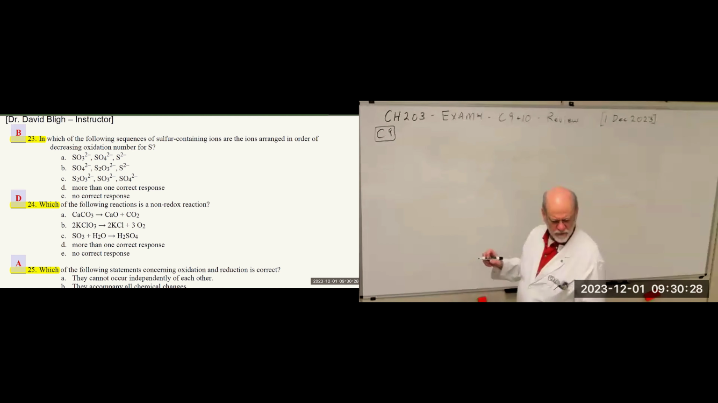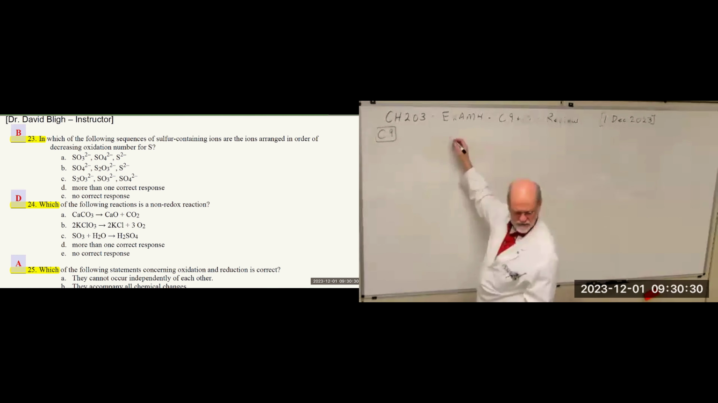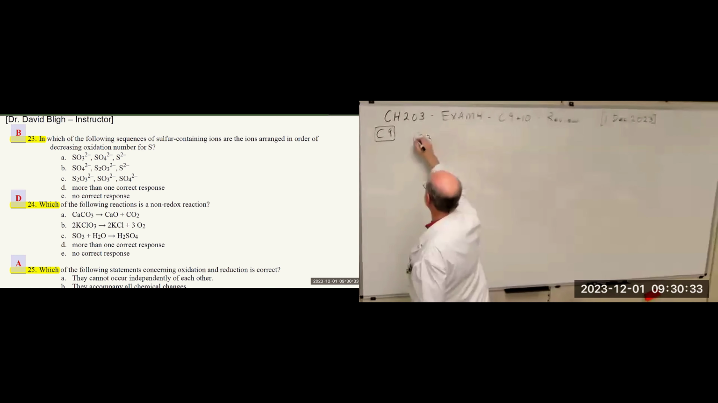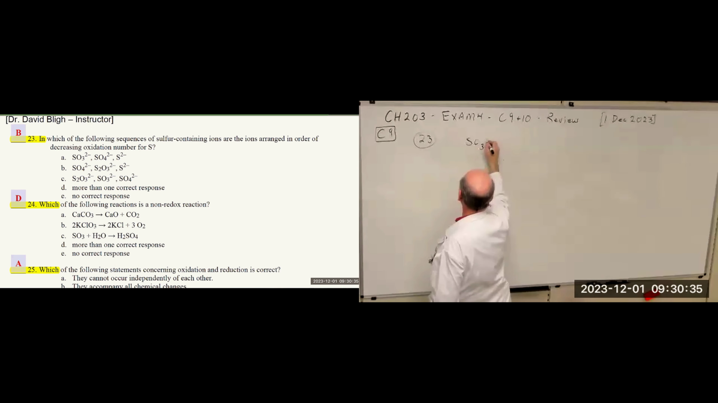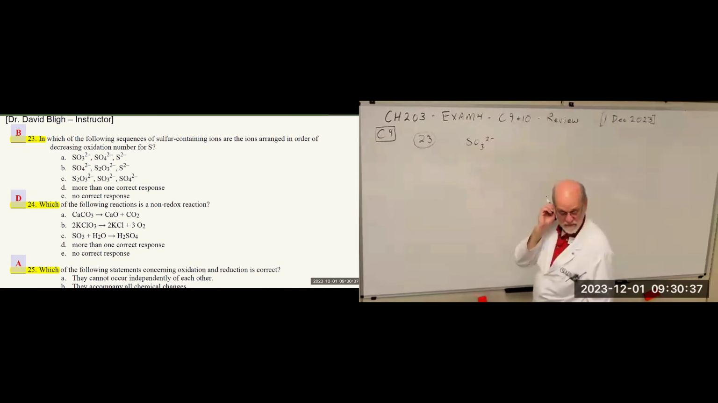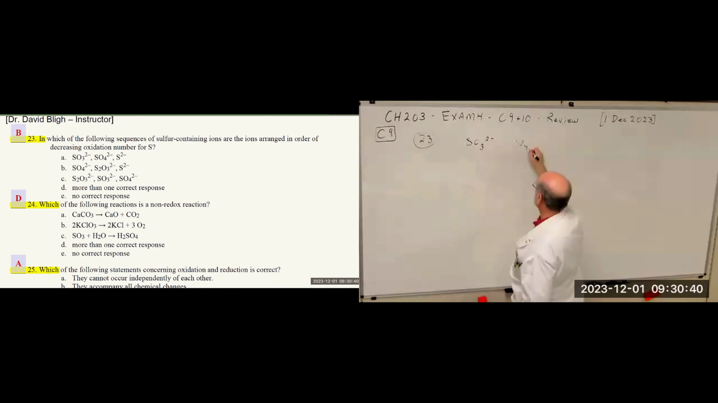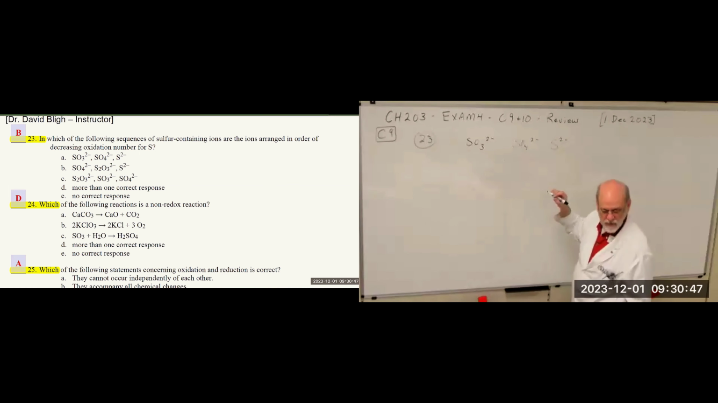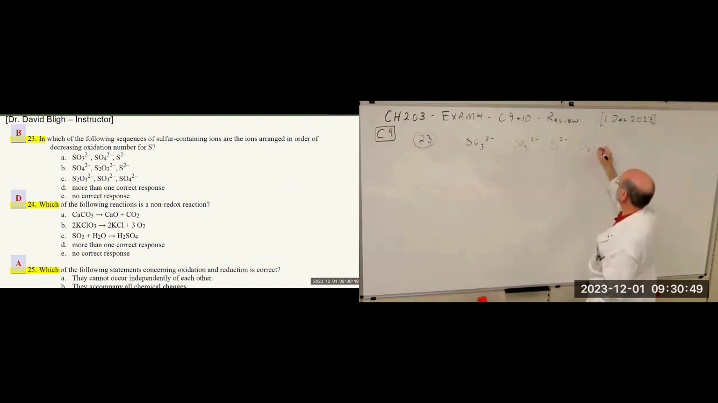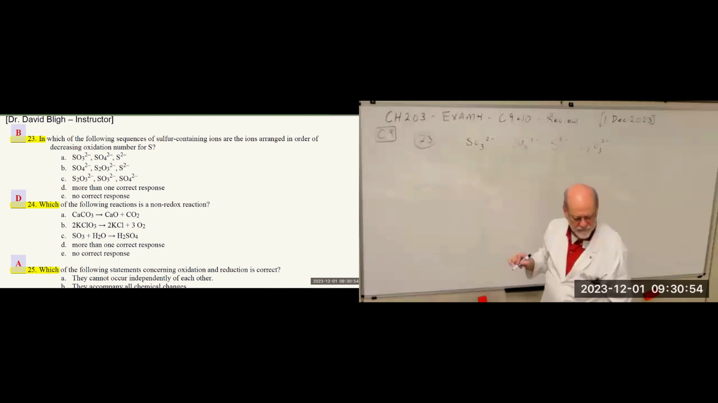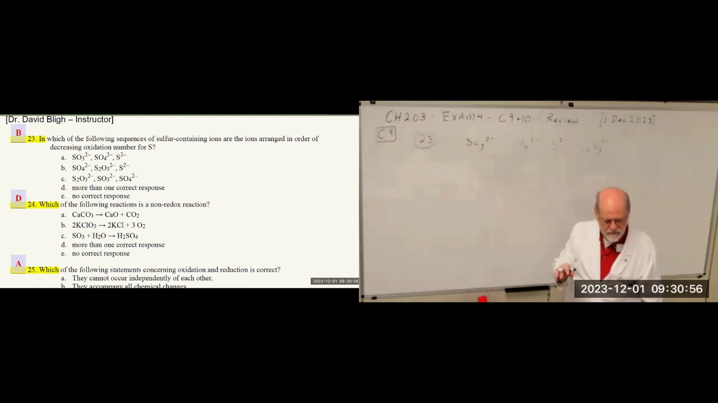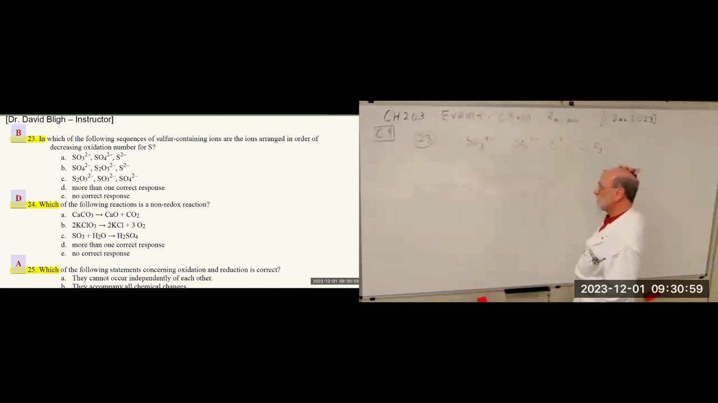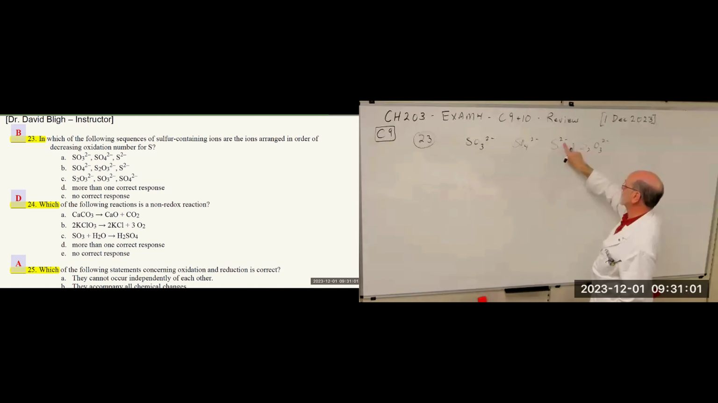We have SO3 2 minus. Let's see, this is 2-3. SO3 2 minus. We have SO4 2 minus. We have S 2 minus. We have S2O3 2 minus, that's thiosulfate. Okay, that's everybody. We just need to determine the oxidation number of sulfur in each.